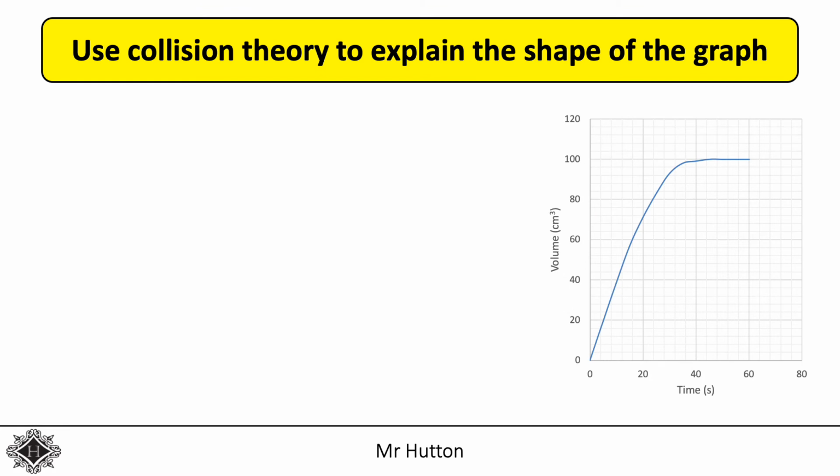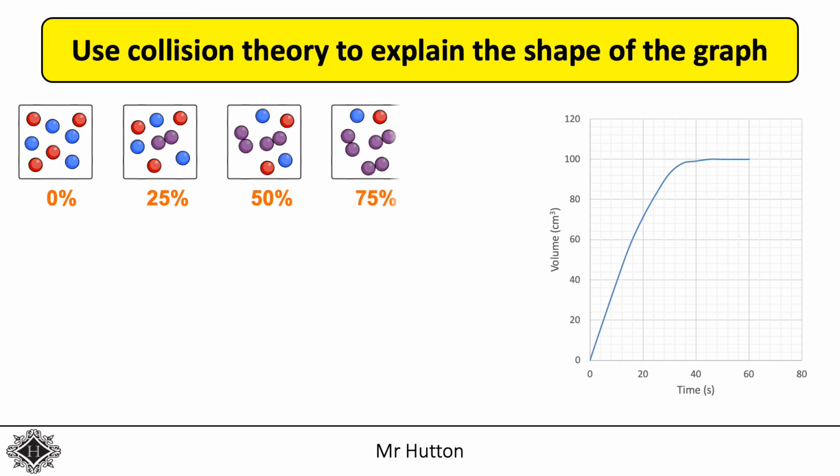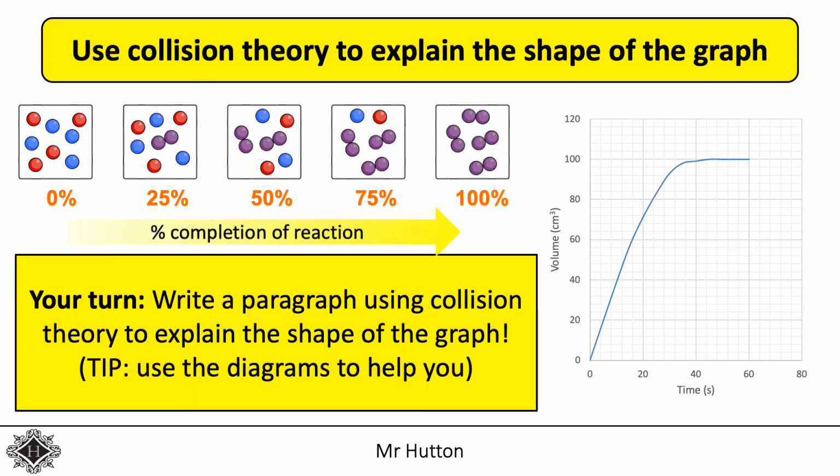Right, so here we go. We're going to use collision theory to explain the shape of the graph. Now then, something to help you here. The 4 boxes are showing how the reaction goes. So at the start, we've got our blue particles and our red particles, and they are our reactants. And then on the far right, we've got a whole box of purple particles.